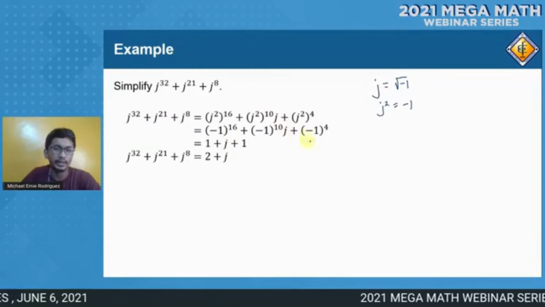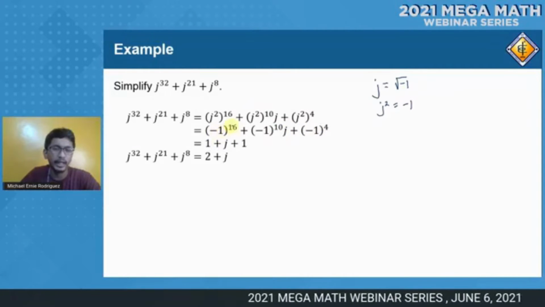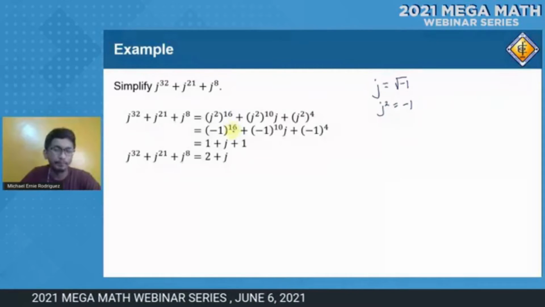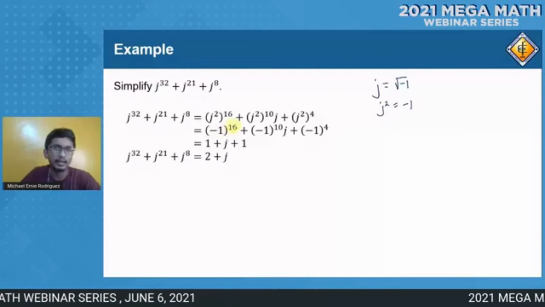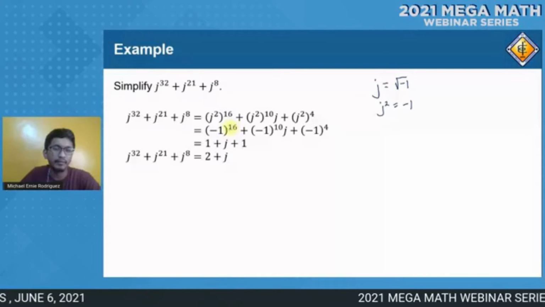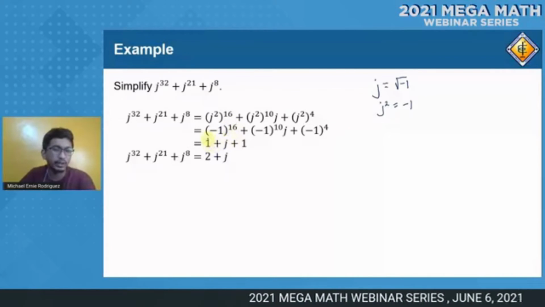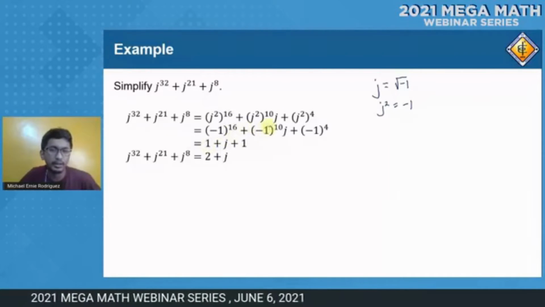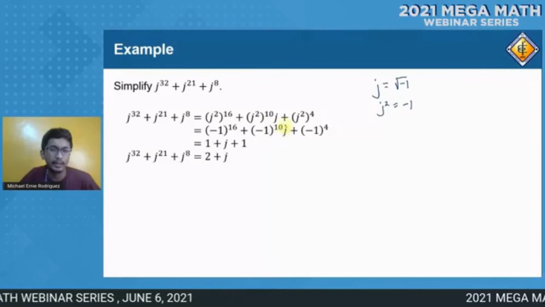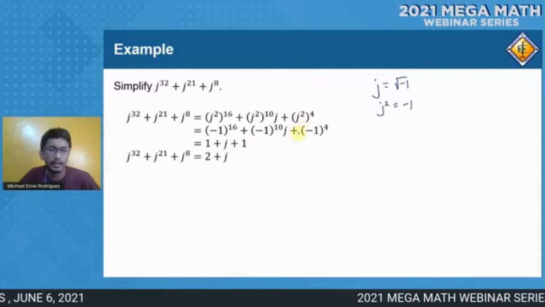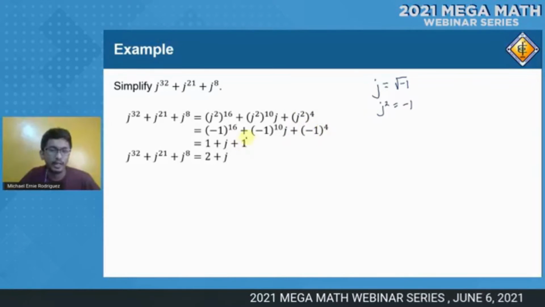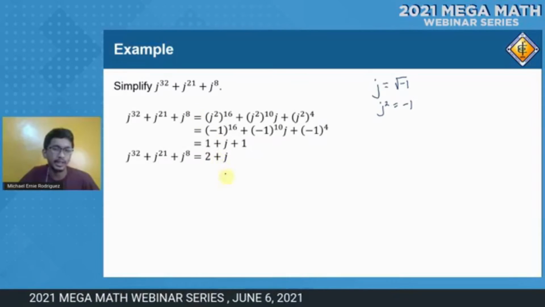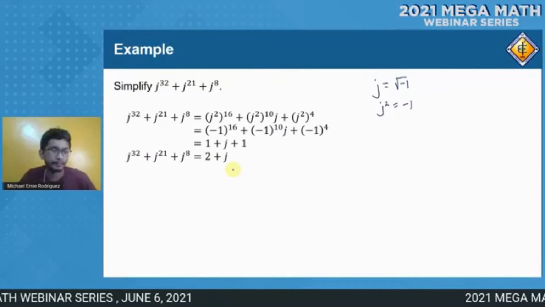So we have to write negative 1. And then negative 1 raised to, ito ay isang even number, di ba? So positive yan. Pag odd number, we have negative as our answer. So this is negative 1 raised to this one. So we have 1 plus ito, negative 1 raised to 10 is 1 times j. So we have j. And then negative 1 raised to 4 is 1. So 1 plus 1 is 2 plus j. So our answer for this is 2 plus j.